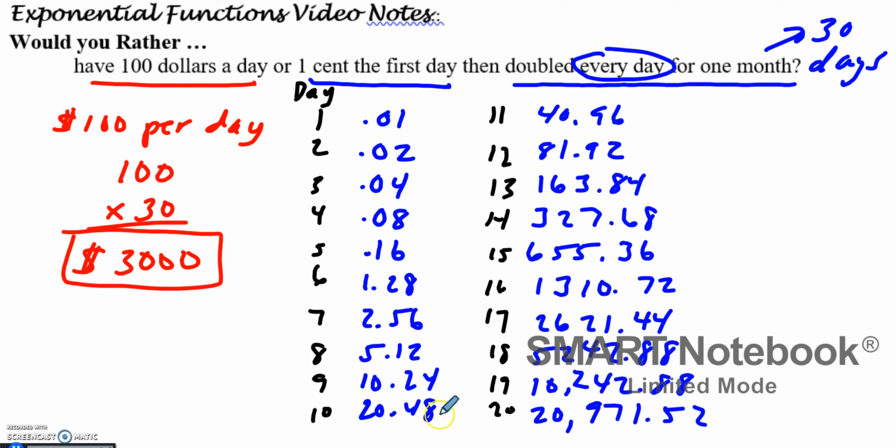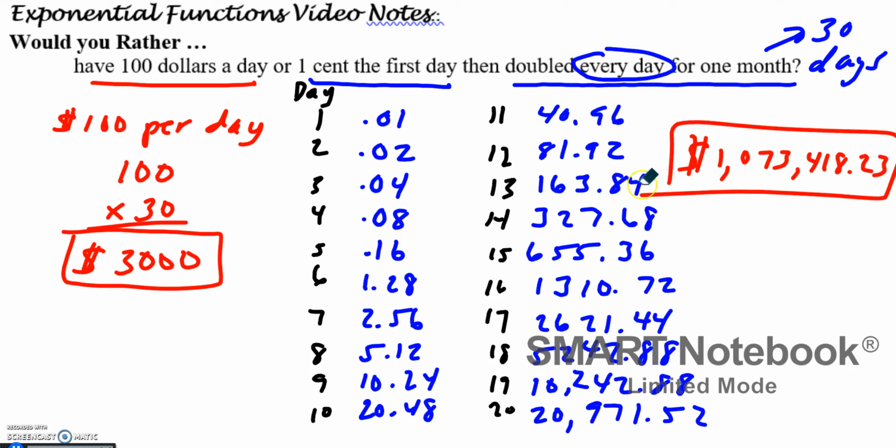By day 10, I'm already at $20, and then by day 20, I'm at $20,971.52. And so what's interesting is if I kept going all the way to 30, and then I added up all of the amounts that I had from day 1 to day 30 in 1 month, my total would be $1,073,418.23. So the answer is definitely I would like to start with 1 cent per day.